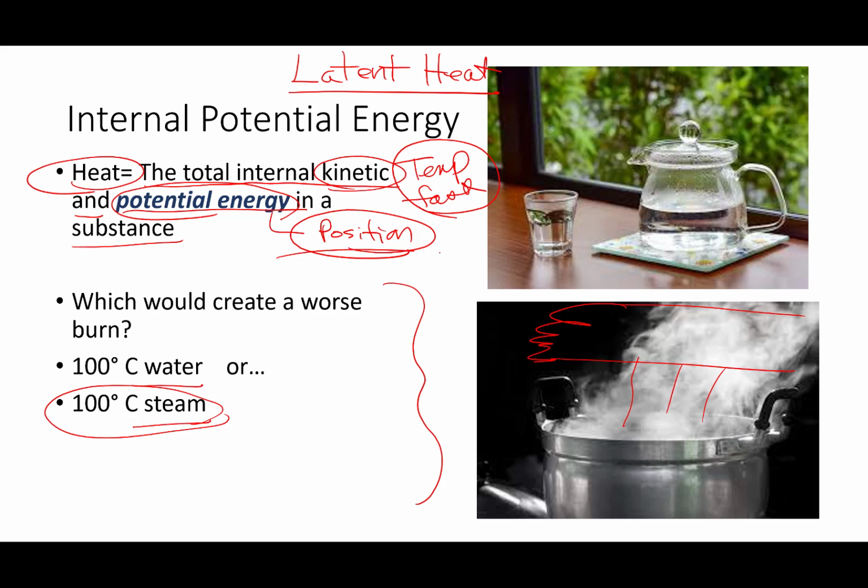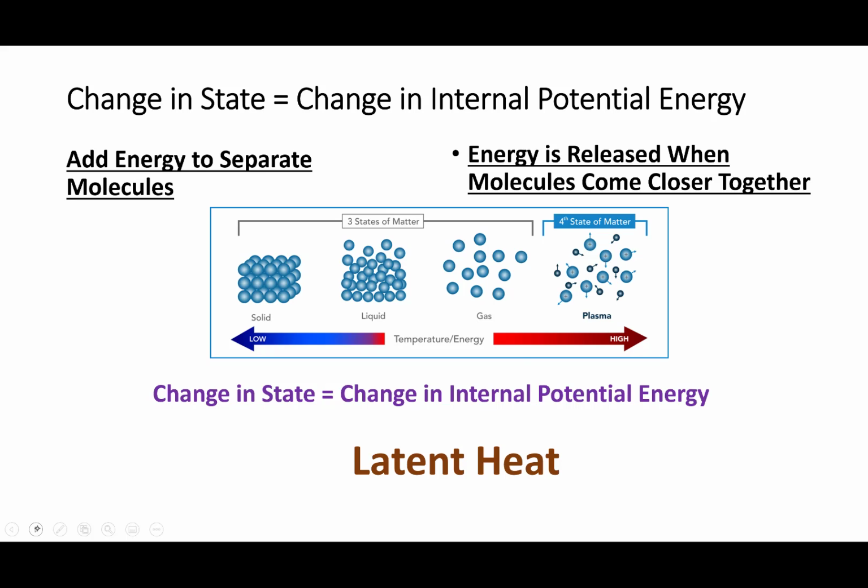It all has to do with the position of the molecules. In liquid water, the molecules are close together. In steam, the same water molecules are further apart. They have a greater internal potential energy because of their position. When there is a change in state from a solid to a liquid to a gas and a plasma, there is a change in internal potential energy. We have to add energy to molecules in order to separate them, and that same amount of energy is released when those molecules come closer together.